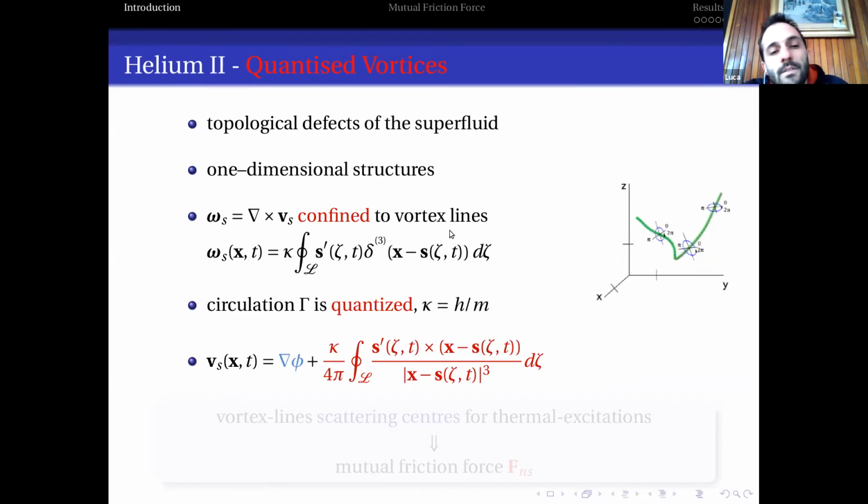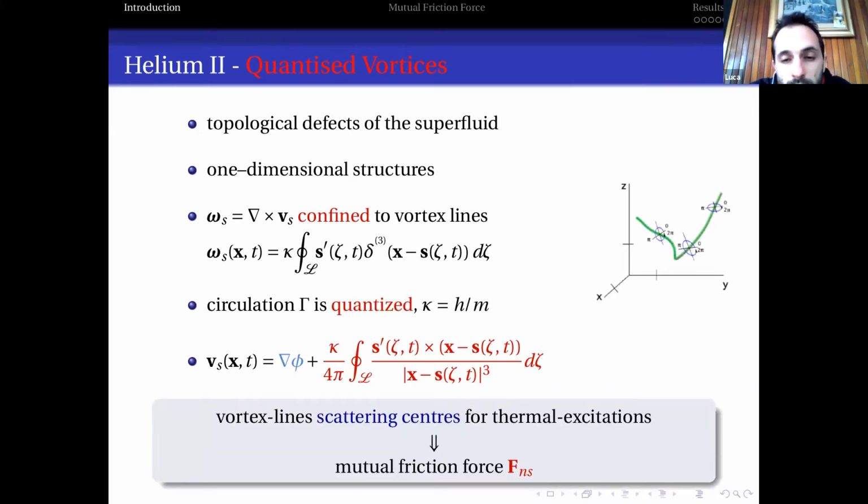Very importantly, these vortex lines are actually scattering centers for thermal excitations, meaning that the interaction between the rotons and the superfluid vortex lines gives rise to an exchange of momentum. So to all effects, the existence of vortex lines, so the existence of regions where the superfluid vorticity is different from zero, leads to the existence of the mutual friction force between the normal fluid and the superfluid component. We shall indicate this mutual friction force with F_ns.